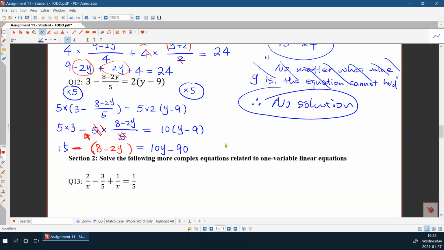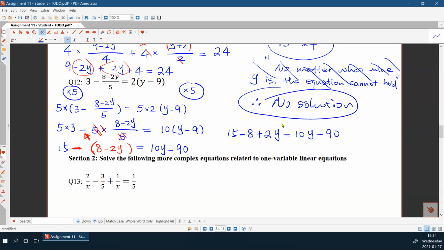Any questions to this step? Okay, no problem. Okay, we can proceed. Next step is to expand all the terms, right? 15 minus 8, okay? And remove brackets. Remember that you have a minus sign in front. So the minus sign here becomes plus 2y. Right? And equals 10y minus 90.